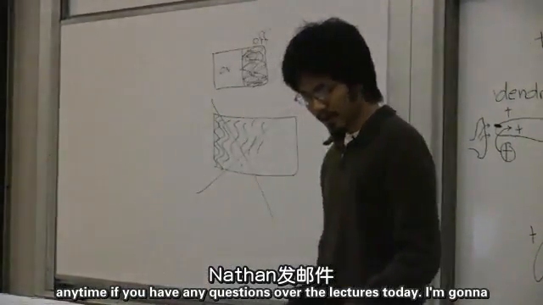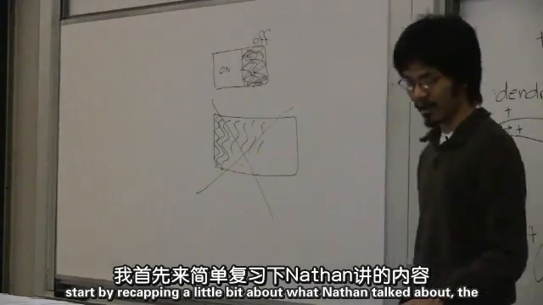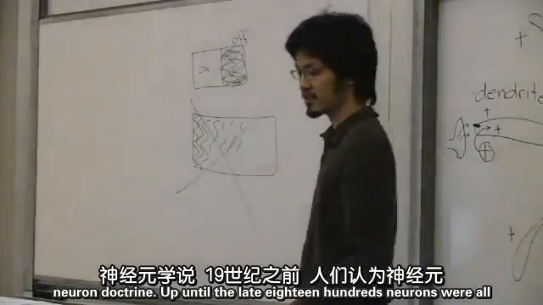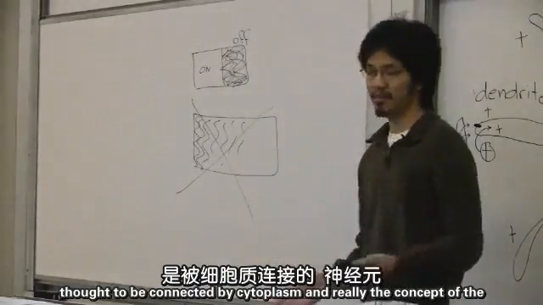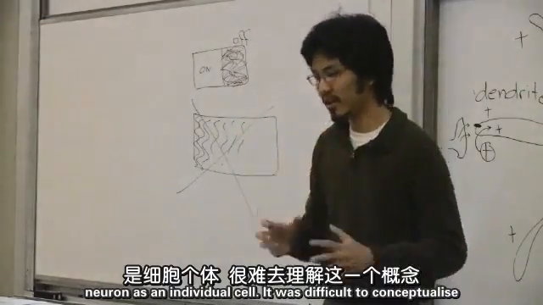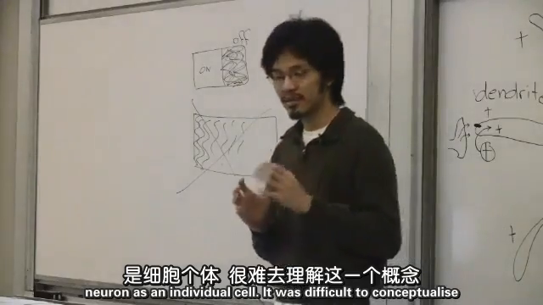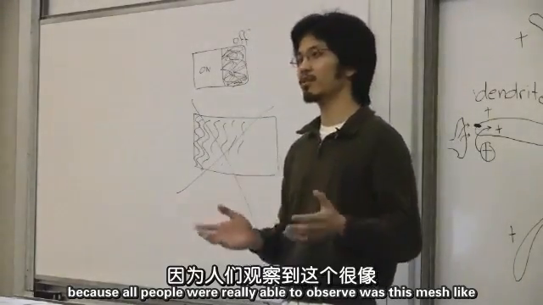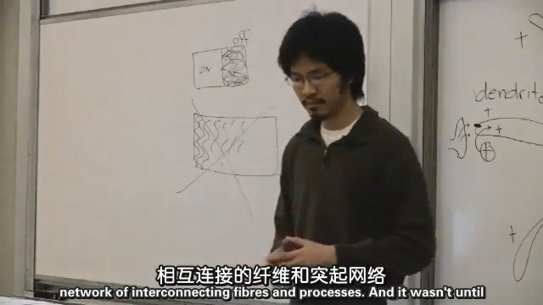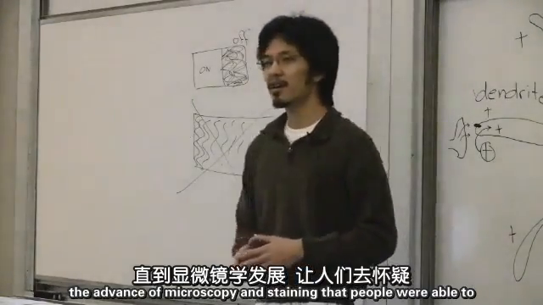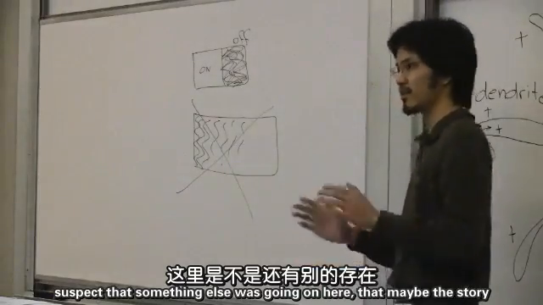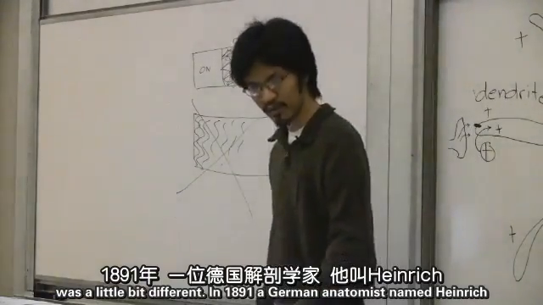I'm going to start by recapping a little bit about what Nathan talked about, the neuron doctrine. So up until the late 1800s, neurons were all thought to be connected by cytoplasm. And really the concept of a neuron as an individual cell was difficult to conceptualize because all people were really able to observe was this mesh-like network of interconnecting fibers and processes. And it wasn't until the advance of microscopy and staining that people were able to suspect that something else was going on here, that maybe the story was a little bit different.